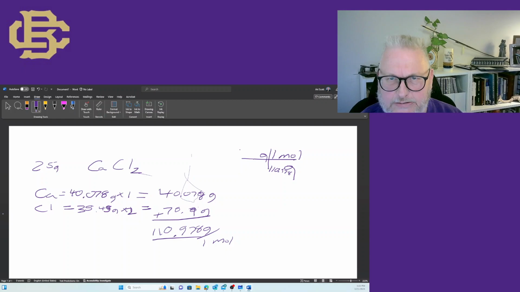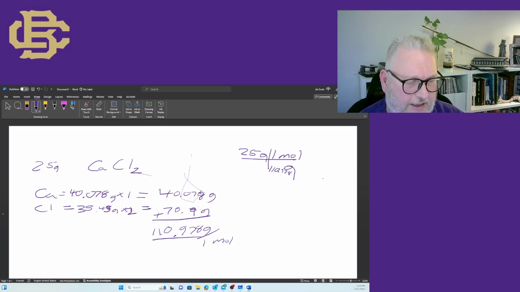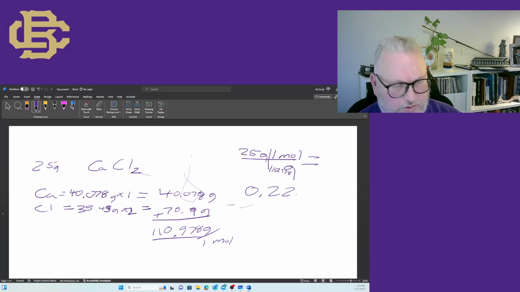So that means, to go from grams to moles, I can memorize it, but I don't need to. I just write my little plus sign right there. So that means I've got to take 25 and divide by 110.978. And I got 0.225 moles.